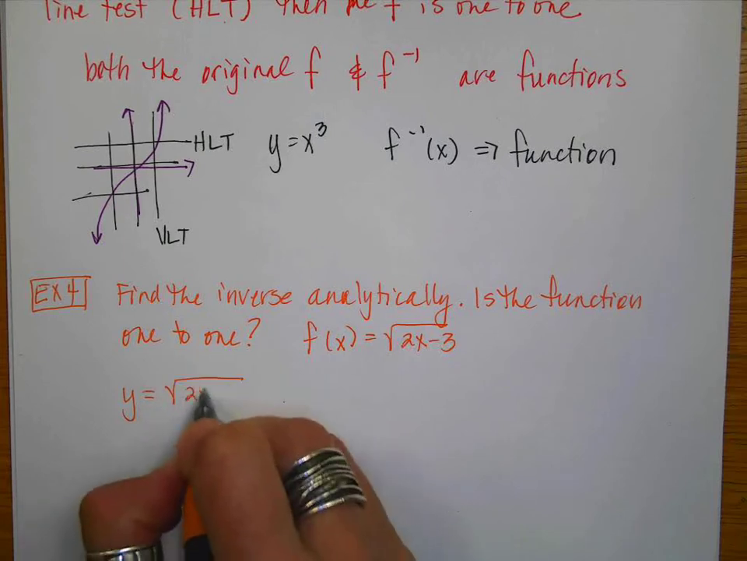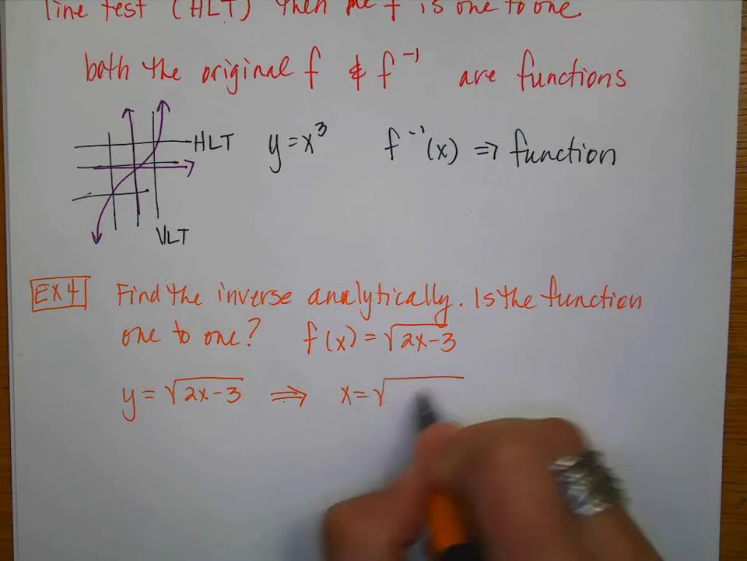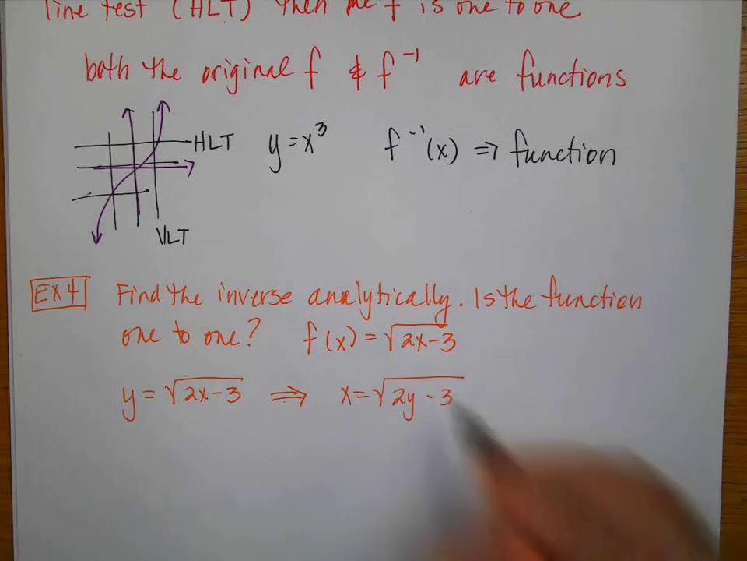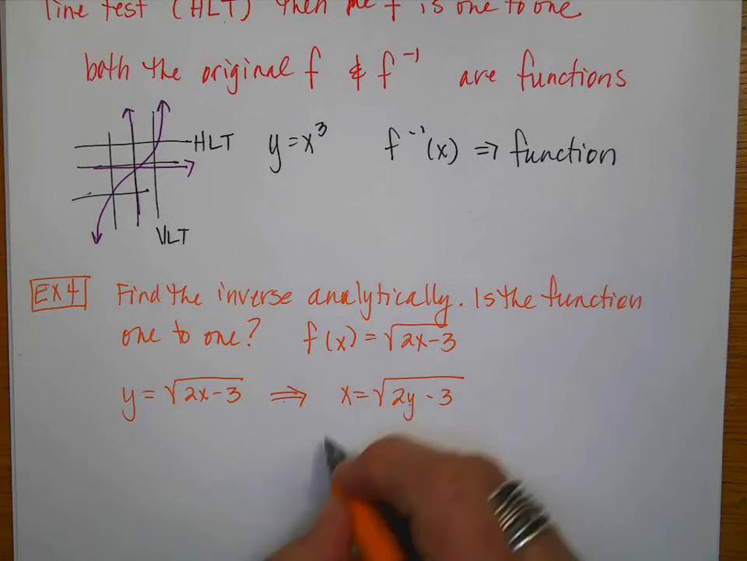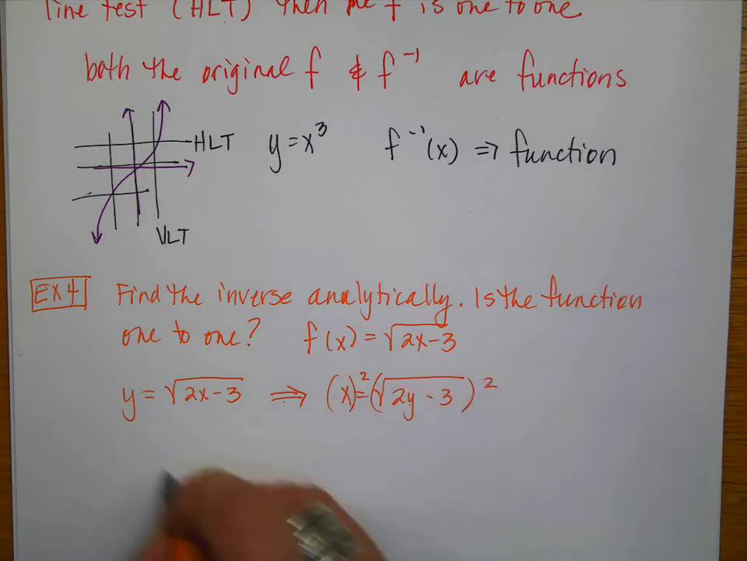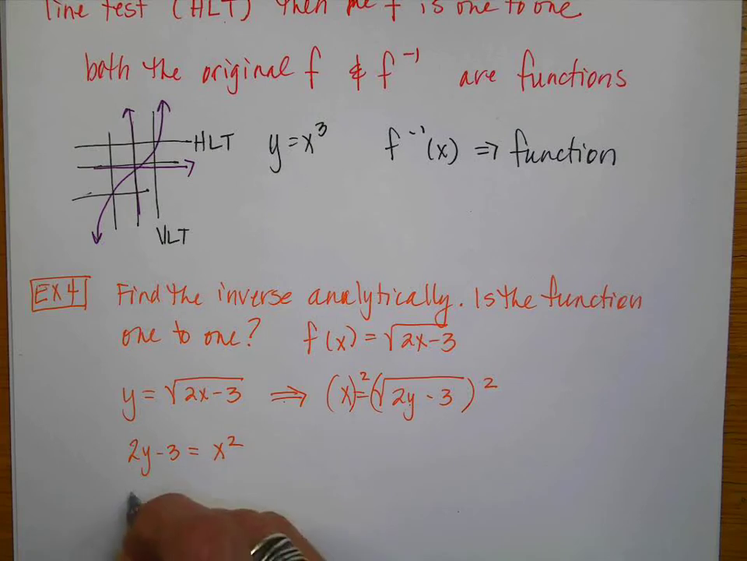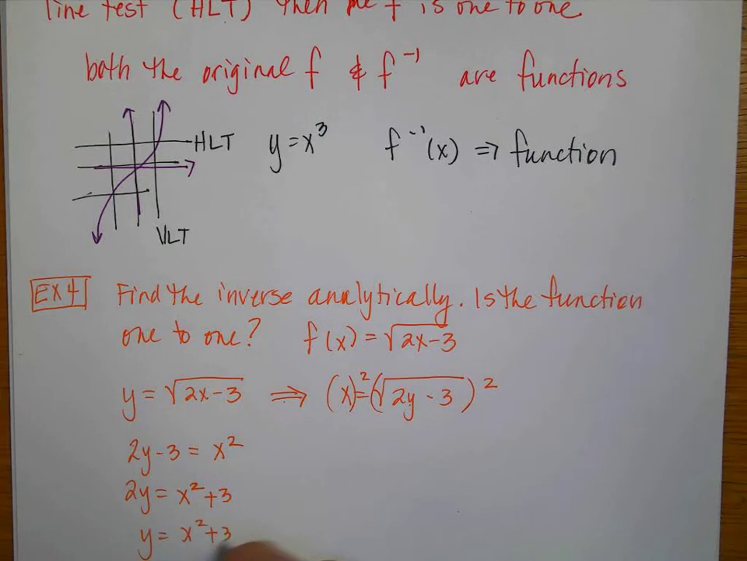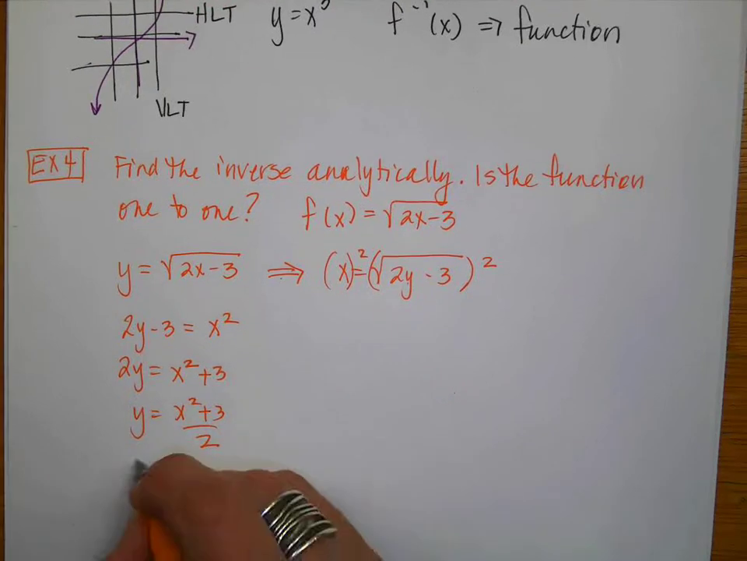So remember when we start, it's nice if you just rewrite it in terms of y and x. So y is the square root of 2x minus 3, so that when I switch my variables, x is the square root of 2y minus 3. Now I can solve for y. Because y is under a radical, I'm going to square both sides. So I'm going to square this side, and I'm going to square that side. So I get 2y minus 3 is equal to x squared. 2y is x squared plus 3, and then y is x squared plus 3 divided by 2.